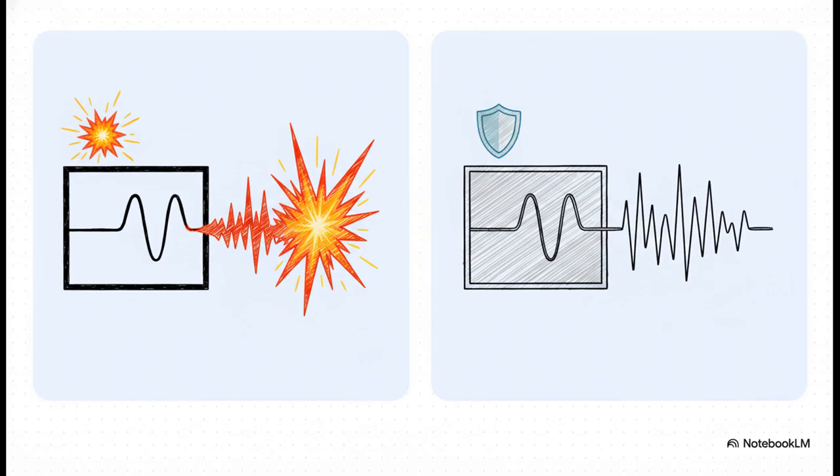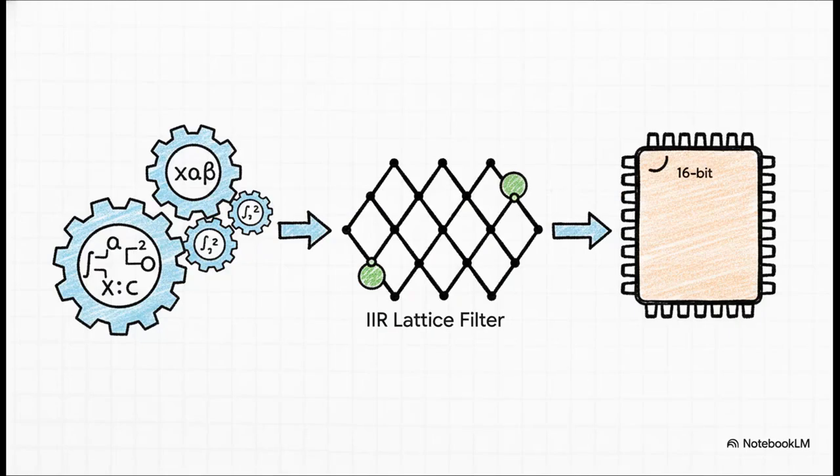So to fix this, engineers turn to something called reflection coefficients. These guys are way more robust, and they have this fantastic property. As long as their value is less than 1, the filter is guaranteed to be stable. Problem solved. And that leads us to the super elegant engineering solution, the lattice filter.